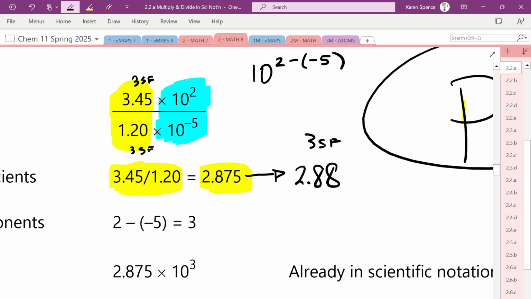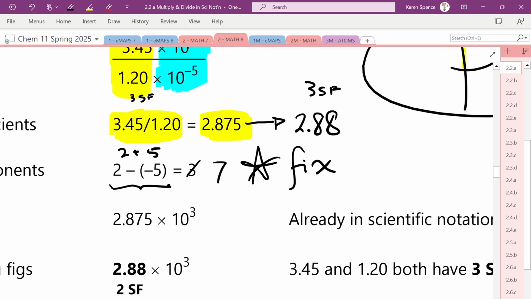What did I do wrong? I have 2 minus negative 5 and I got 3. That is not correct. What is it? What is 2 minus negative 5? 2 plus 5, which is 7. So obviously I need to fix this. I'm on a roll today. So many things wrong. Oh my gosh. Okay.